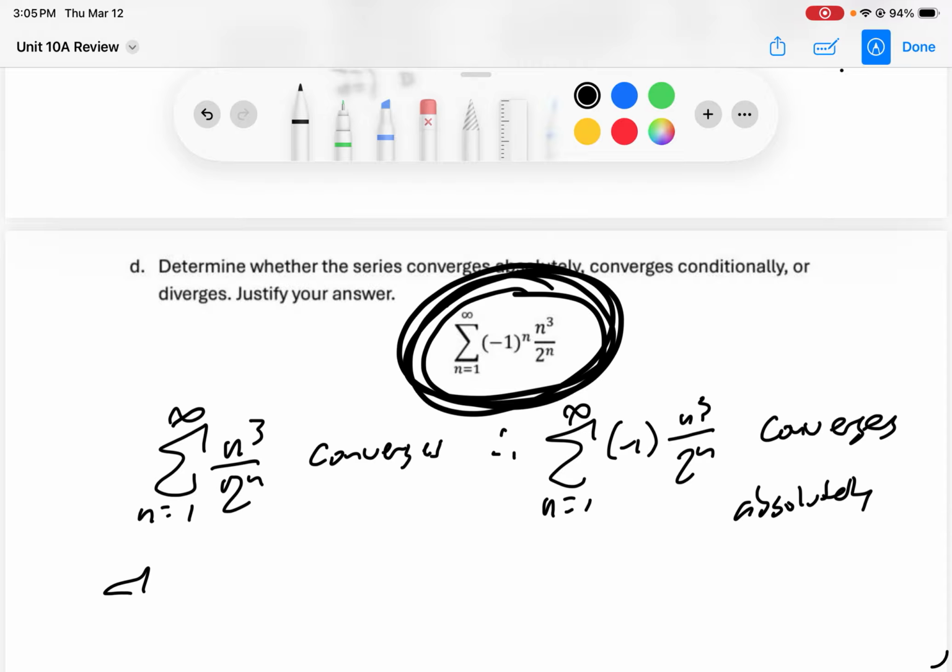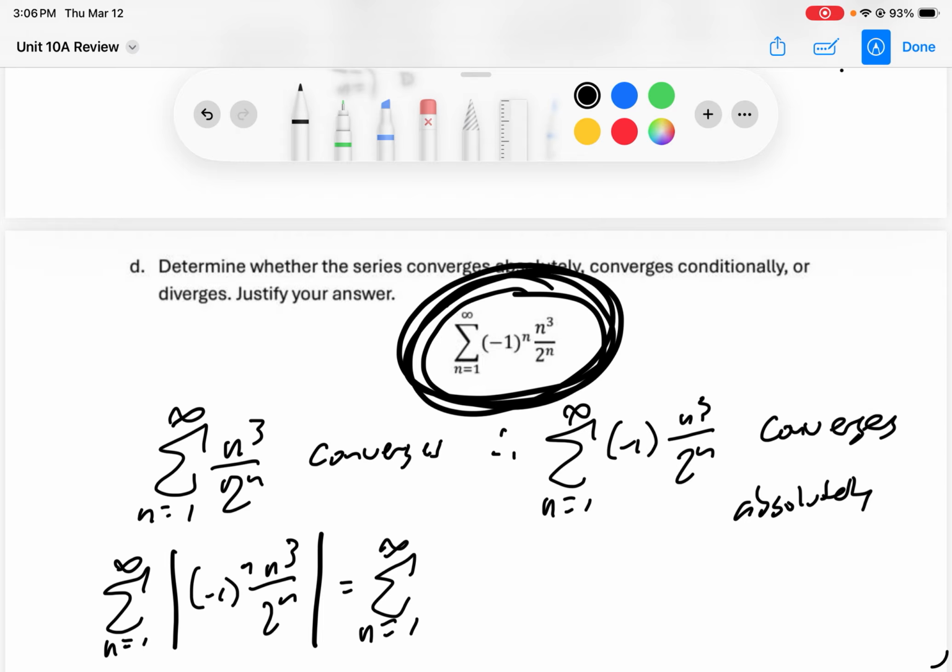And I might write that the integral in the beginning, I could have written this. I think what I wrote already was fine. Converges, and we did that from part C, and you could reference that. Since that converges without the alternating component, it converges absolutely.